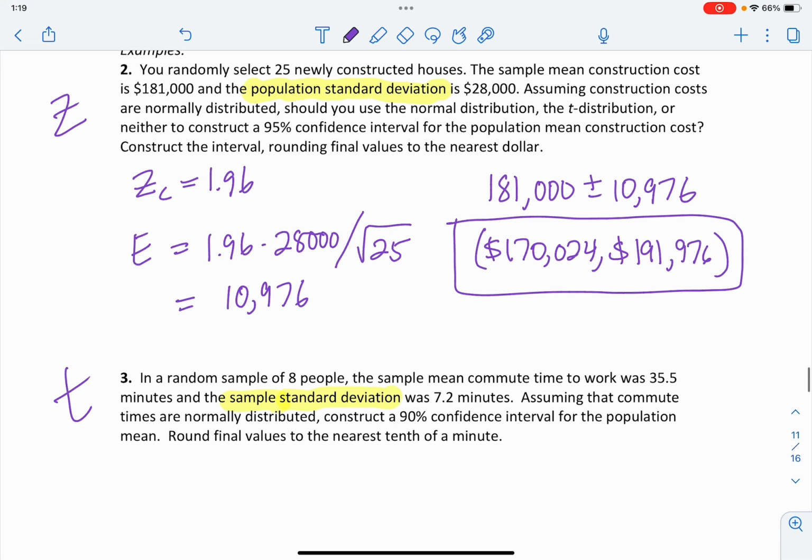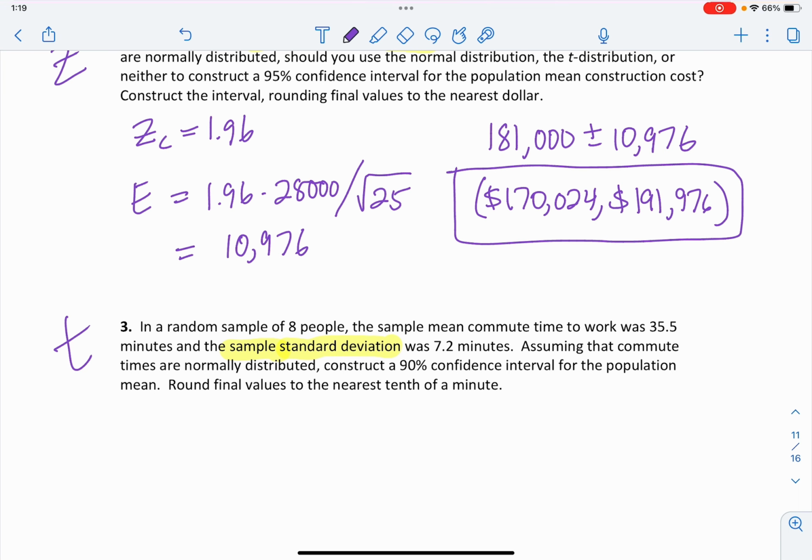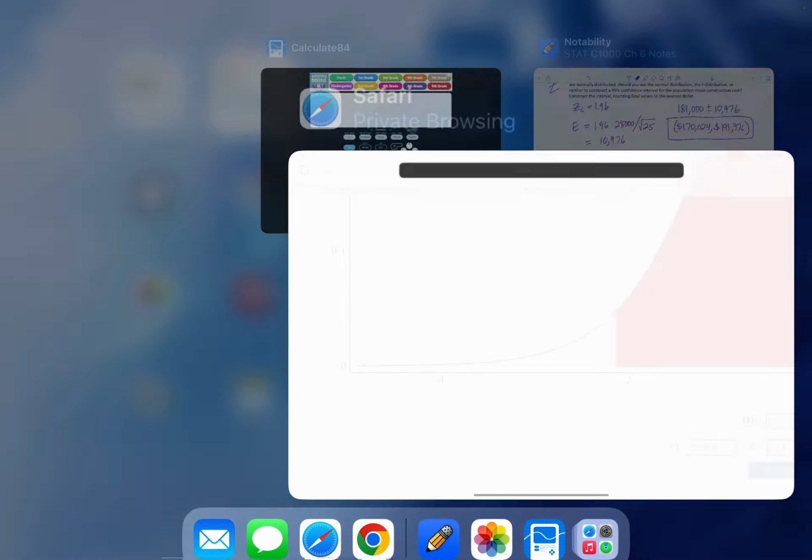Okay, so then that's like the one we did before. We need a TC, right? So the TC is based off of the 90% confidence, right? And it's a DF of 7, right? If the sample size is 8, DF is 7 right there. So I can go to StatCrunch real quick.